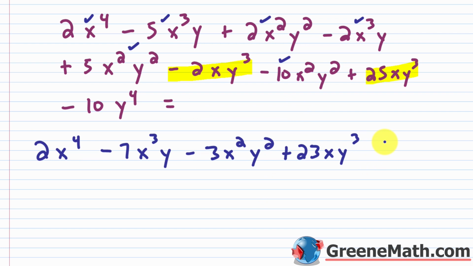And so lastly, let me get rid of this highlighting here. Get rid of that there and there. I'm going to check this off and check this off. You can check this off. There's nothing to combine with that. So I'm just going to put minus this 10y to the 4th power.